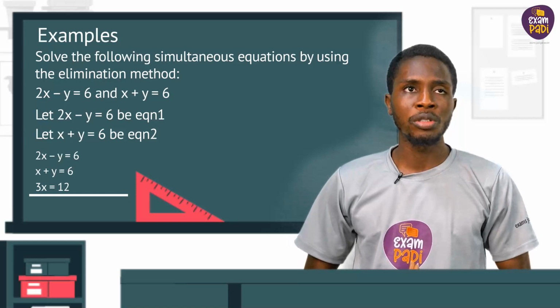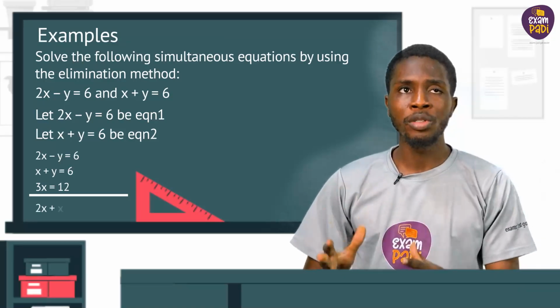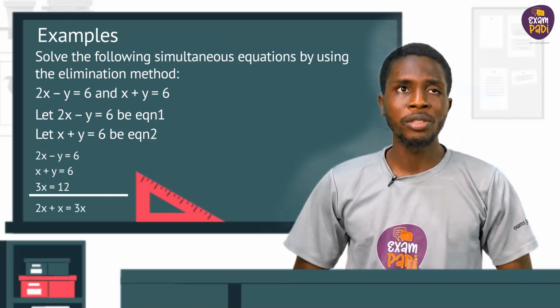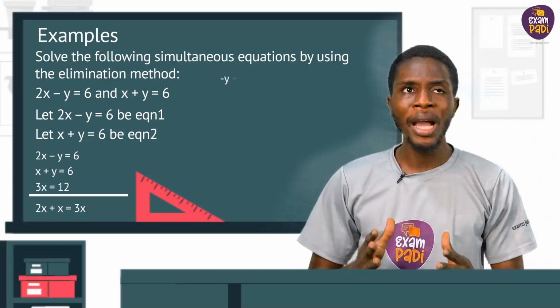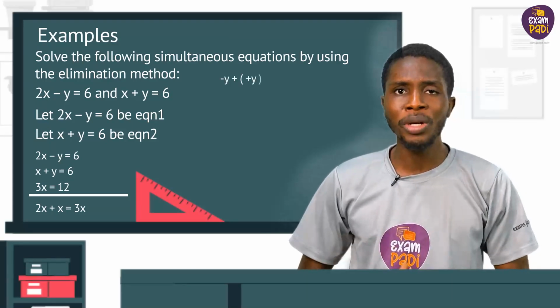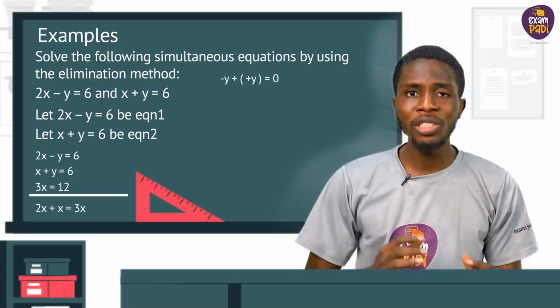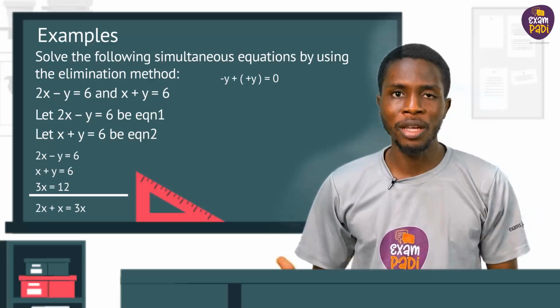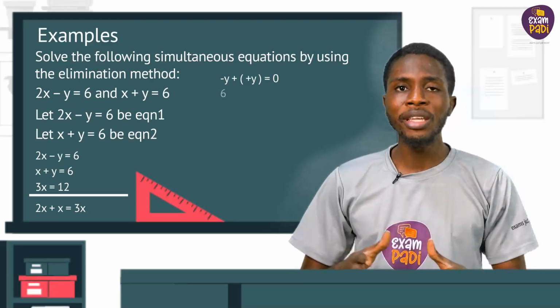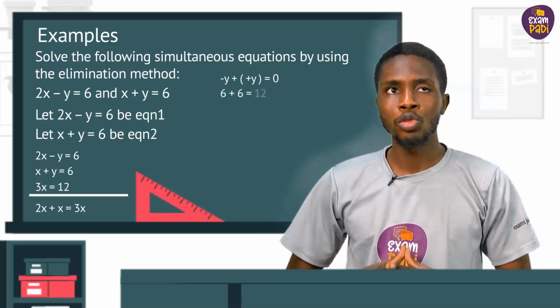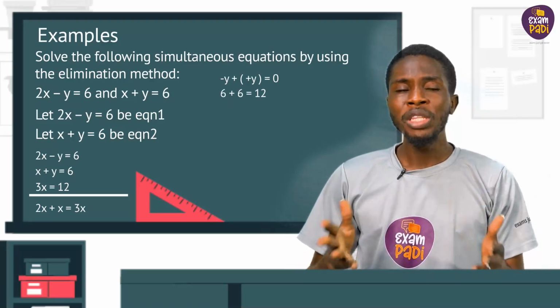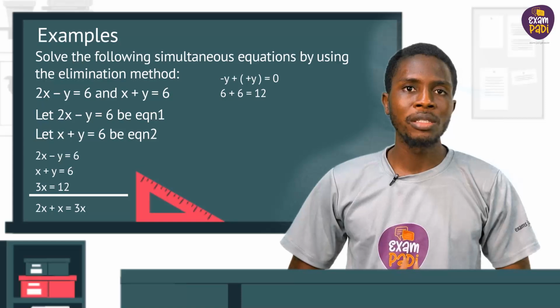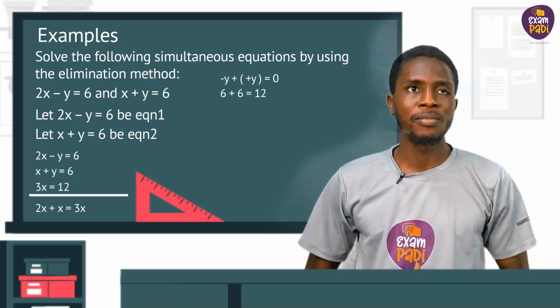Adding the two equations, we have 2x plus x. That gives us 3x. Minus y plus into bracket of plus y. Plus times plus gives us plus. Minus y plus y is 0. And then we have 6 plus 6 equals 12. We divide both sides by the coefficient of x, which is 3.